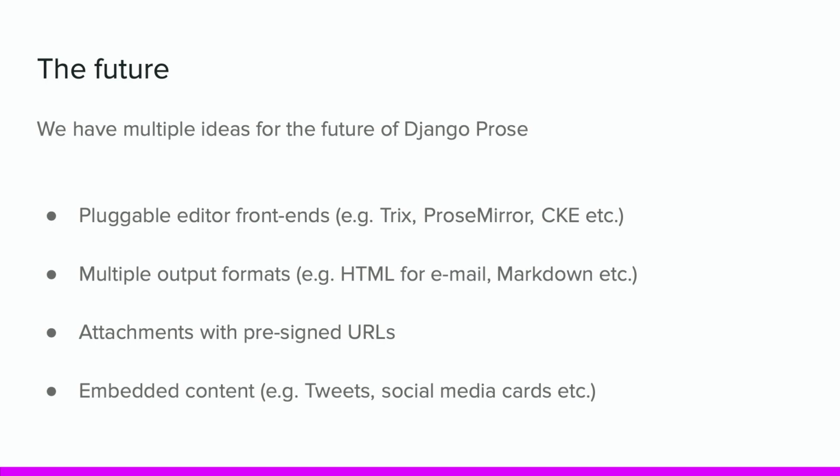We're thinking about supporting multiple output formats, using attachments with pre-signed URLs, because right now you have to send the attachment to Django, as you found out, but we would like to make it straight from the browser to the storage, and it would be easy. It would be nice to be able to embed also content that's more platform specific, let's say tweets or social media cards and all that stuff.